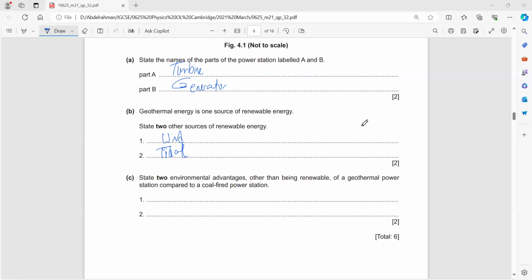So it's much better to say, for example, it doesn't contribute to global warming. Right? We can say, for example, it doesn't produce sulfur or acid rain. Okay. Acid rain. Okay.